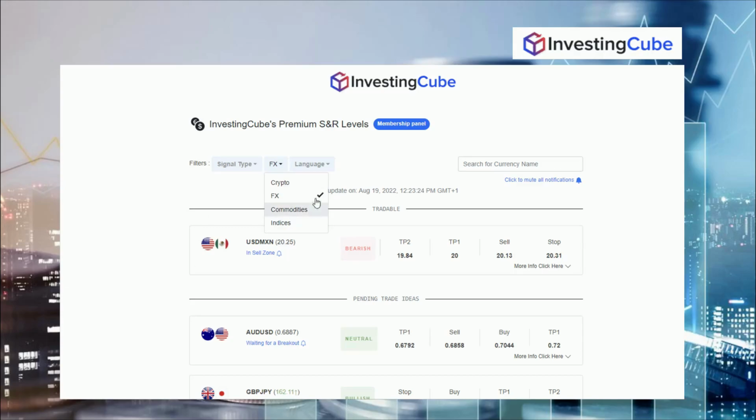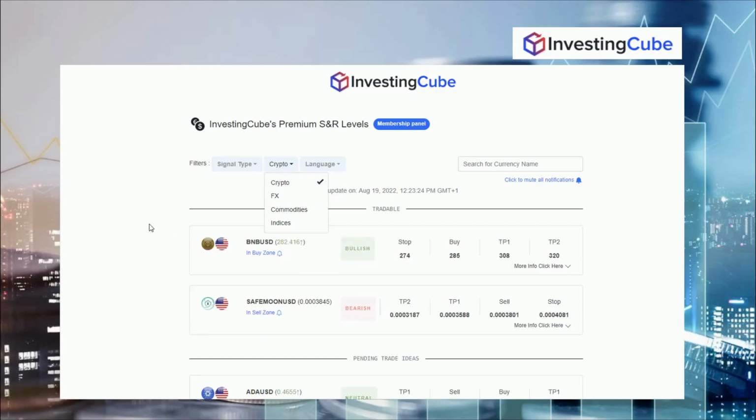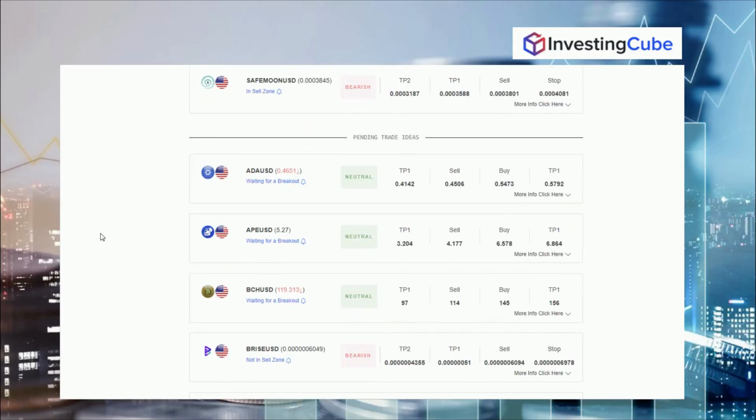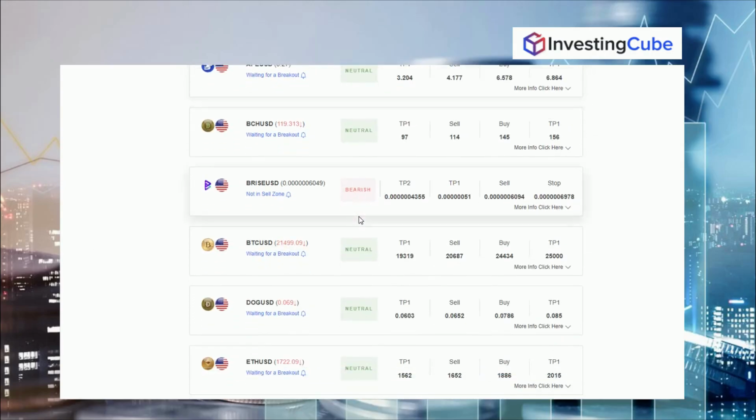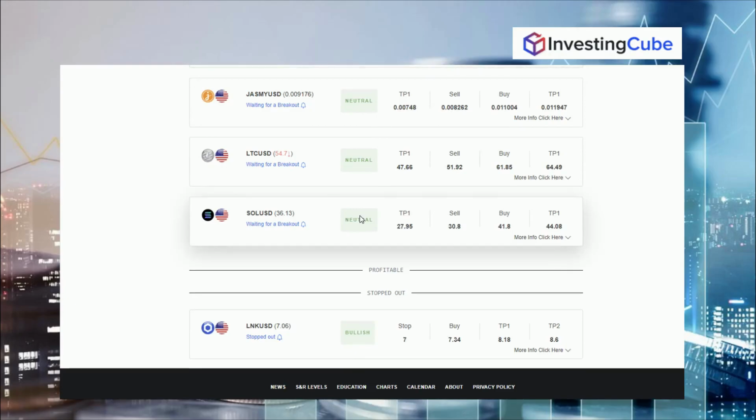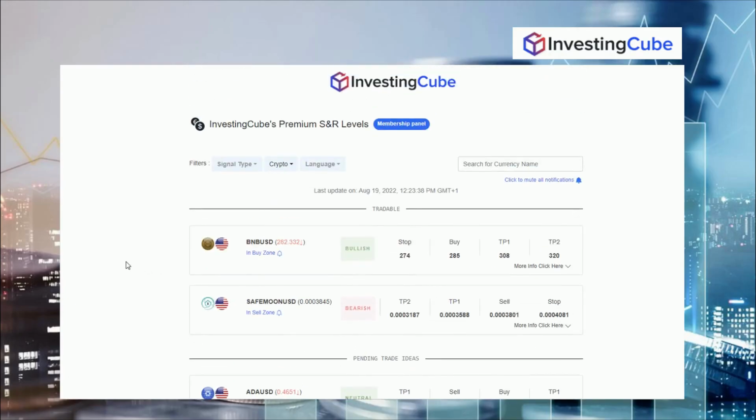Should we be selling some more cryptos? Well, that could be the case. So to make it easy for you guys, just change the settings here. You can see the type of ideas. For now, as you can see, it's effectively neutral across the board here for pretty much everything. So that's really the outlook now.